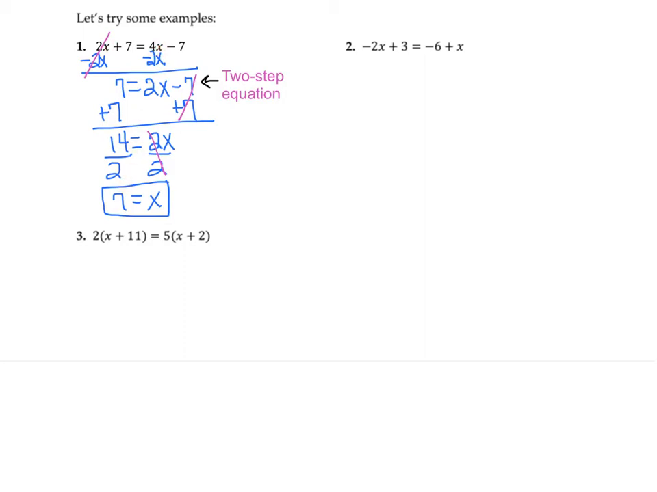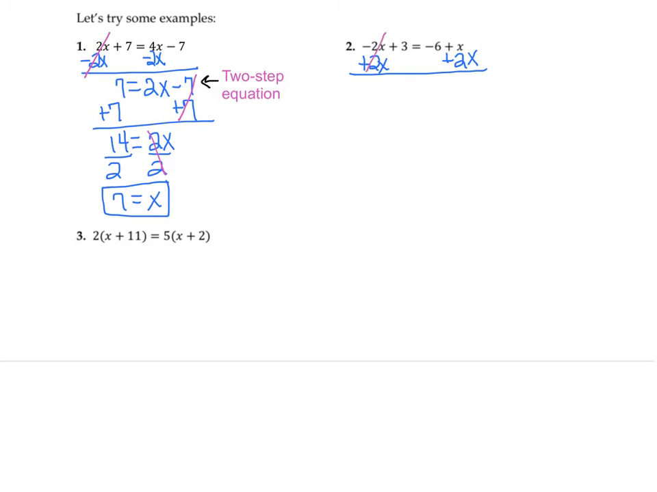Let's look at another example. Example 2. We have negative 2x plus 3 equals negative 6 plus x. Again, you want to get rid of your smaller variable. You have a negative 2x and a positive x. Our smaller variable is a negative 2x, so you want to undo that by adding 2x to each side. So you add 2x to negative 2x, and you're going to add 2x to x.